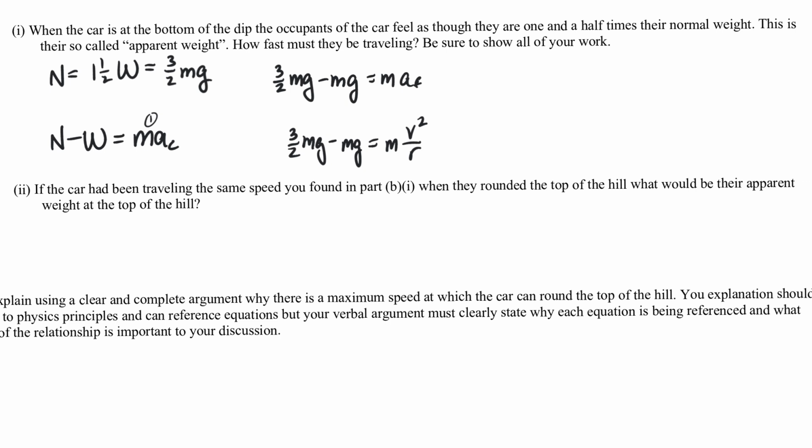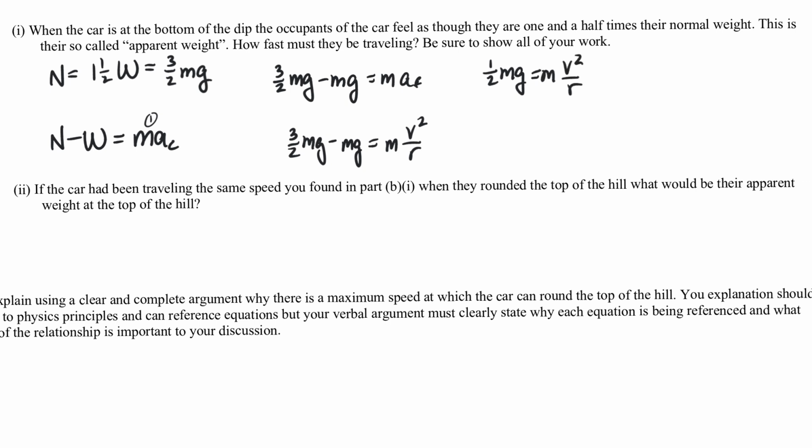All right. Now I think I can complete the question. I will notice that on the left, I can actually combine those. 3/2 minus 1 is just 1/2. So that's 1/2 mg. And that equals mv squared over r.